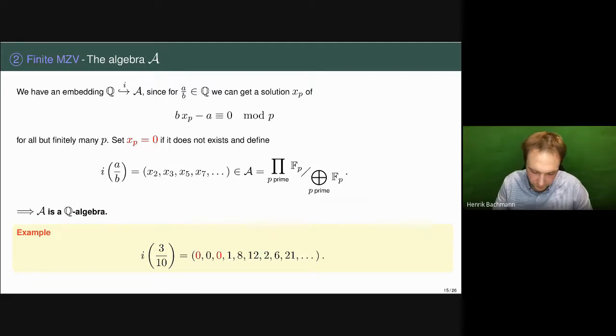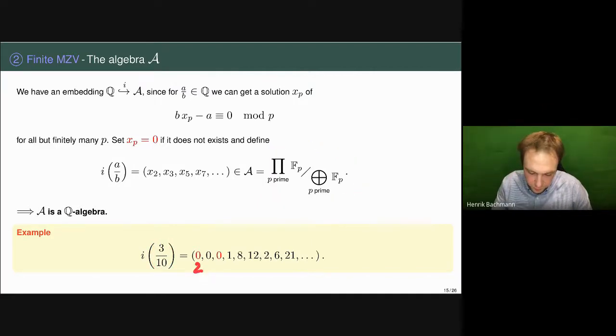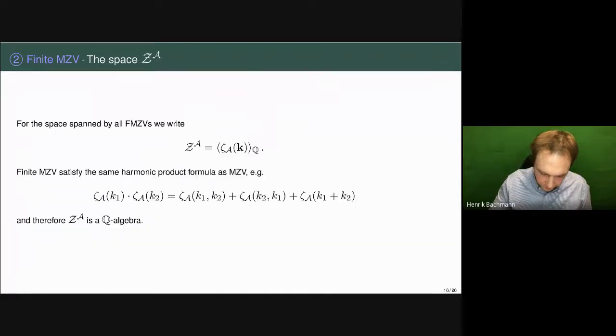For example, if I want to consider 3/10 in this ring, then I will have problems at the primes 2 and 5. But at those places I can take any value, because this doesn't matter. At all other primes, this rational number makes sense modulo p. Therefore, we can embed Q into A, and we get a Q-algebra. So we can consider the Q-vector space spanned by all these finite multiple zeta values, which I denote by ZA.